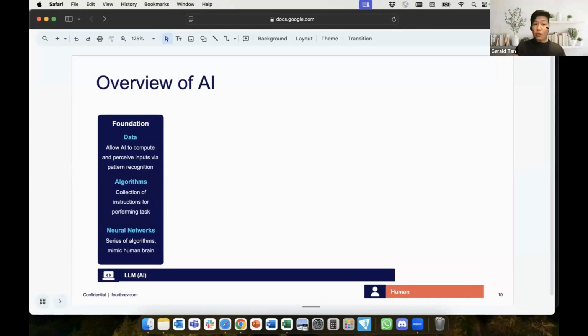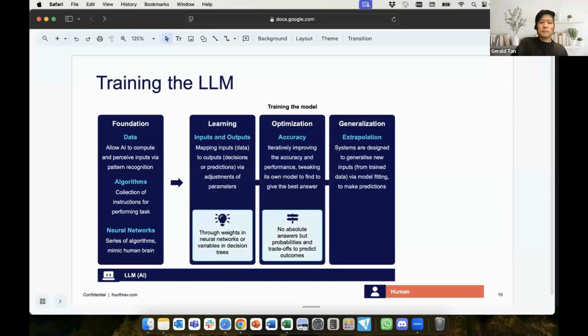And then, of course, you have the algorithms, which is basically a collection of step-by-step instructions to perform a task. Now, what's different is, unlike a calculator where you type a few digits in and something comes out, AI is a bit more clever than that, and I'll show you why. But of course, if you group a bunch of algorithms together, you have neural networks, right? And the idea is to mimic the human brain.